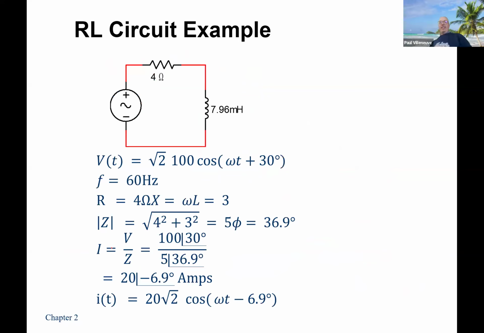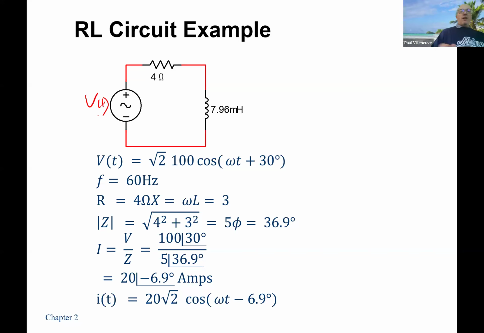All right, take a look at an easy example. I'll just say my voltage is here, but I thought I had a figure that showed what it was. So v(t) is 100 times square root of 2 cosine of omega t plus 30 degrees. That's feeding a 4 ohm resistor in series with a 7.96 millihenry inductor.